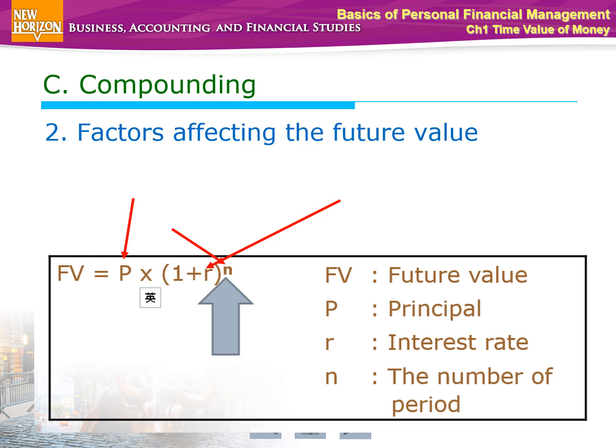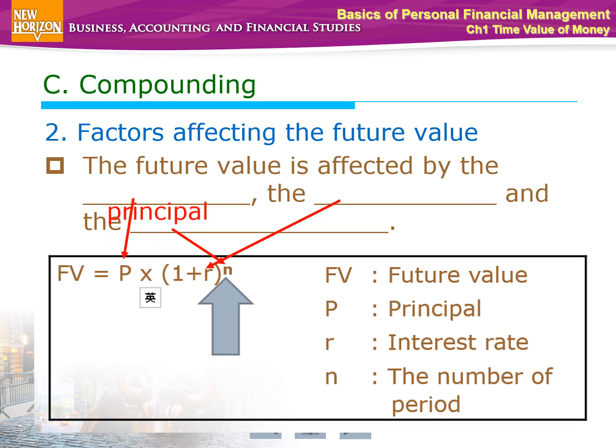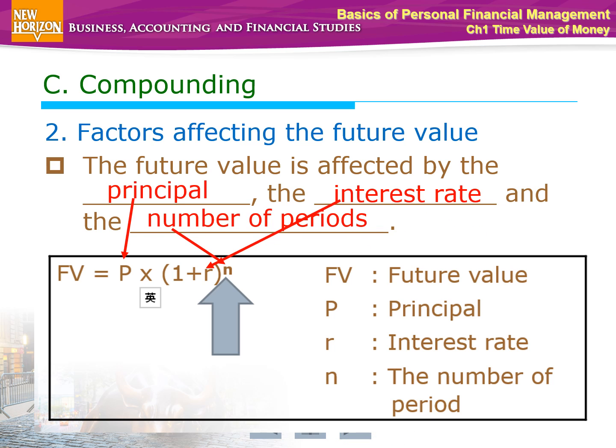Let's come to know the factors affecting the future value. That means what are the factors which will increase the future value? So you see the formula, future value is equal to principal times 1 plus R to the power n. There are 3 variables. One is principal, another is R, interest rate, and another is n, which stands for number of periods.